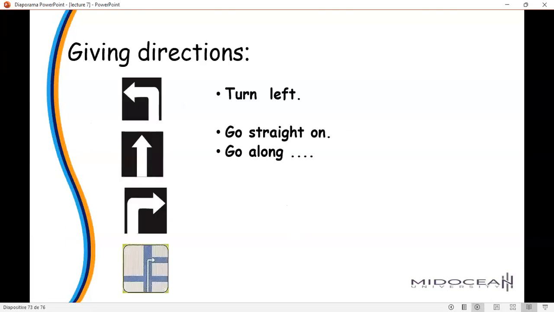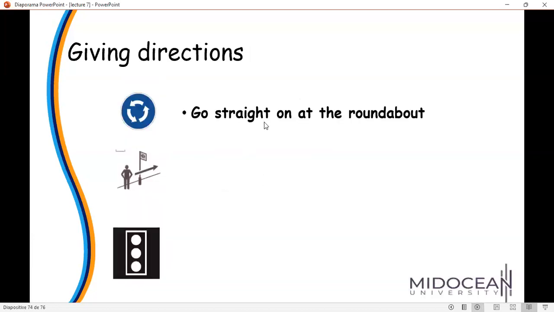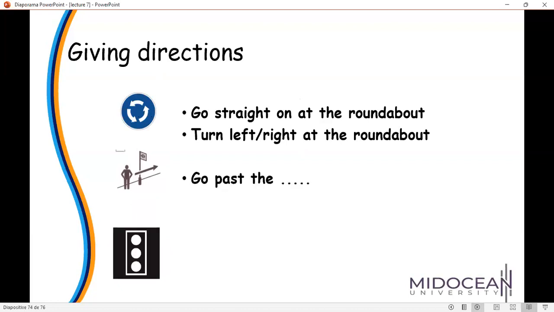Giving directions now, you can say turn left, like here in the photo. Go straight on, voilà. Or go along. Turn right. Take the second turning on the right. Go straight on at the roundabout. Turn left, right at the roundabout, go past the, turn left, right at the traffic light.